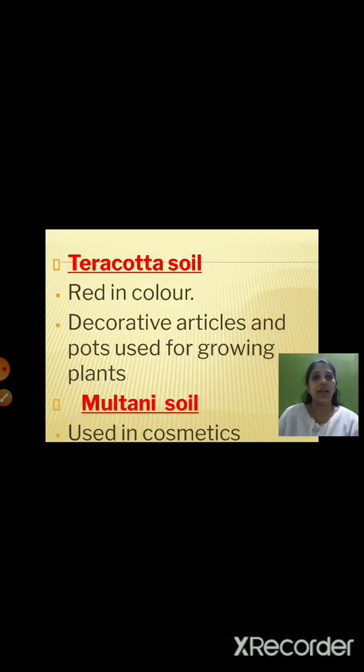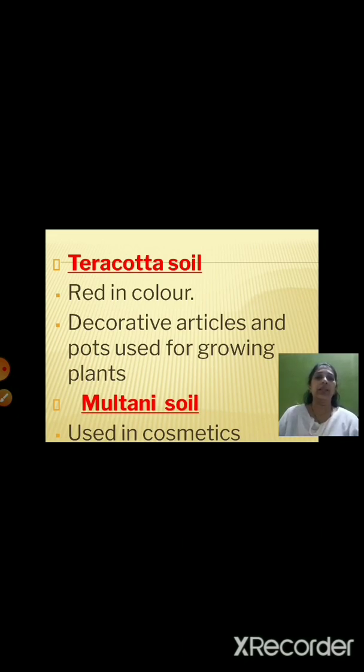Next is your terracotta soil. Terracotta soil is red in color, and because of that the decorative articles and the pots in which we grow the plants are made from this soil.